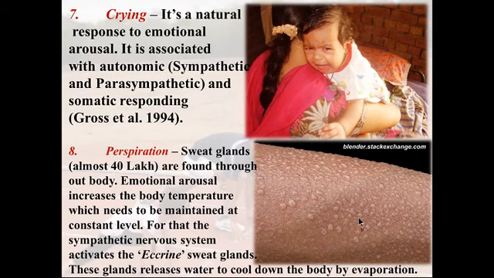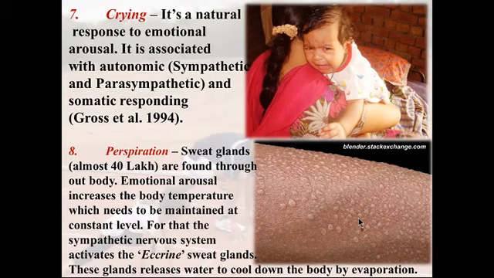If there is emotional arousal provoked by some stimuli, when you experience it, the body temperature increases, which needs to be maintained at a constant level. More energy is burnt inside your body, and for that, more heat is produced. Body temperature rises, but the body can function only within a limited range of temperature. So to maintain that optimal temperature for survival, the sympathetic nervous system activates the eccrine sweat glands.